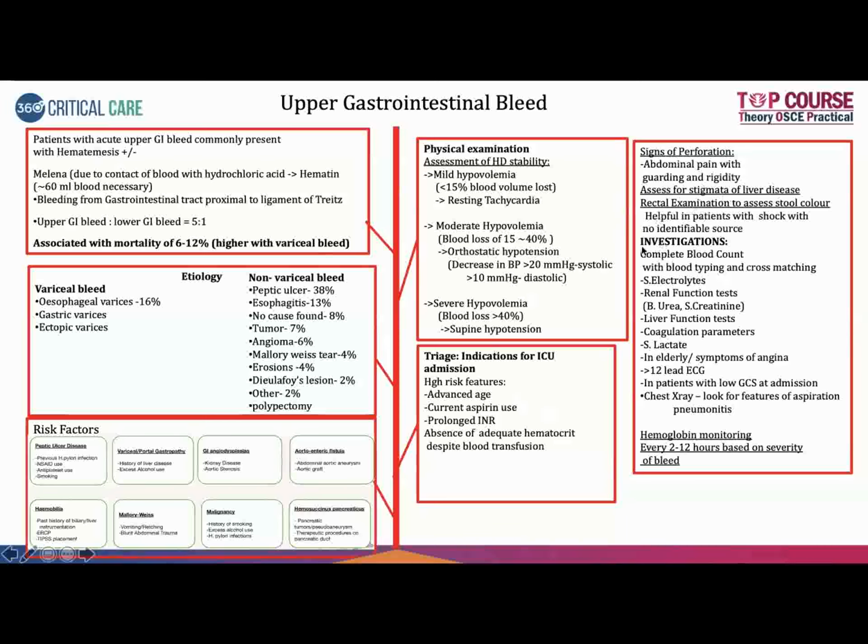physical examination. Investigations include complete blood count, serum electrolytes, urea, creatinine, LFTs, coagulation parameters, serum lactate, ECG, and chest X-ray to look for aspiration signs. Then you need to monitor the hemoglobin every 2 to 12 hourly based on the status of the patient and the severity of the bleed.